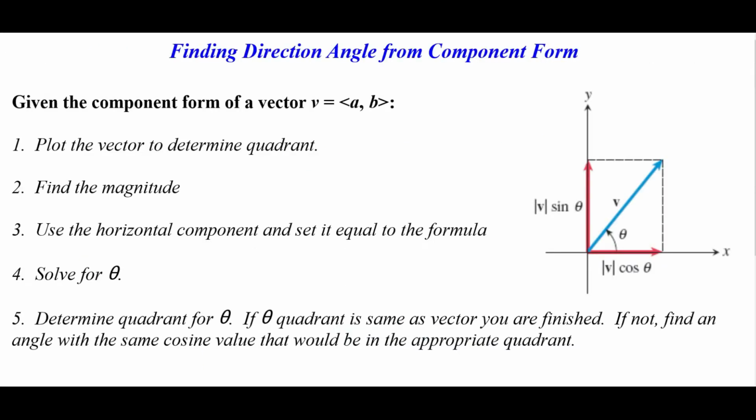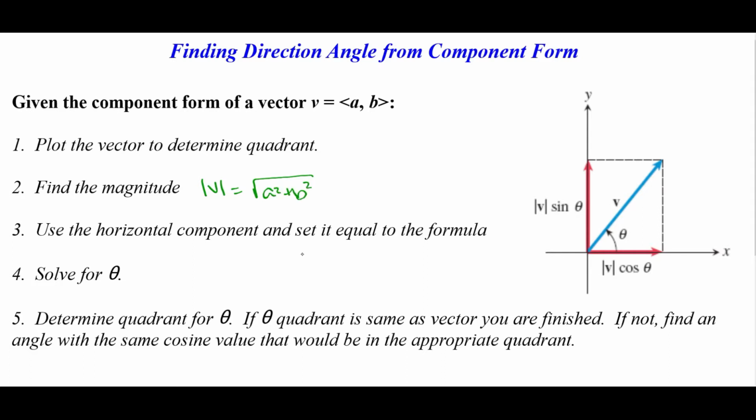If I want to find the direction angle from the component form, then we have to do a little bit of work, and we have to remember a lot of things about our angles of rotation from the coordinate plane. The first thing we're going to do is plot the vector to determine what quadrant we're in. Then we're going to find the magnitude. Remember, the magnitude of v is going to be the square root of a squared plus b squared.